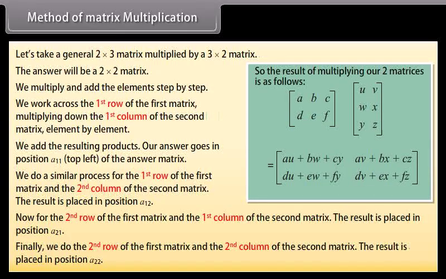So, the result of multiplying our two matrices is: the matrix with first row A, B, C and second row D, E, F, times the matrix with first row U, V, second row W, X, and third row Y, Z, produces the matrix with first row AU plus BW plus CY, AV plus BX plus CZ, and second row DU plus EW plus FY, DV plus EX plus FZ.